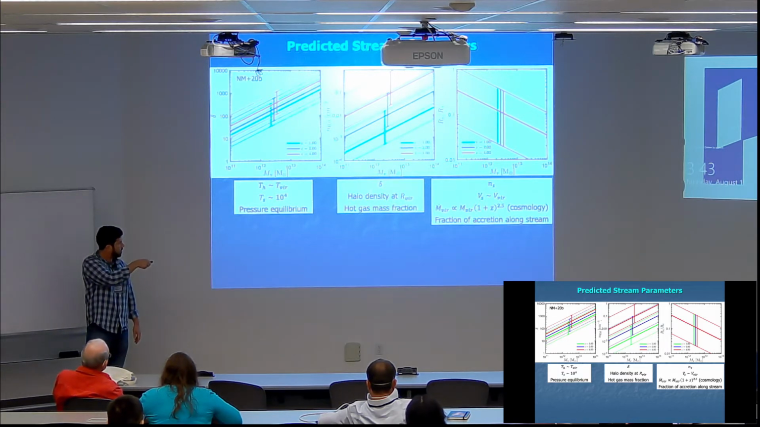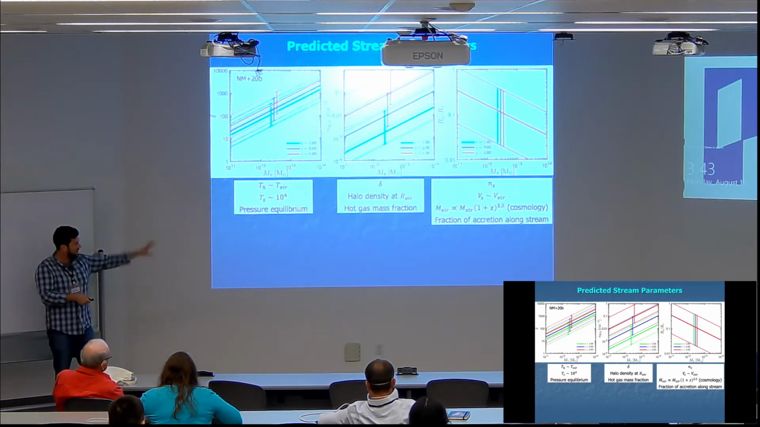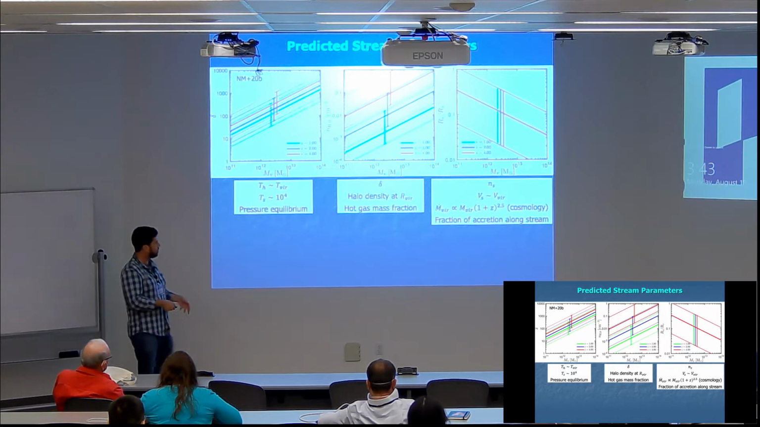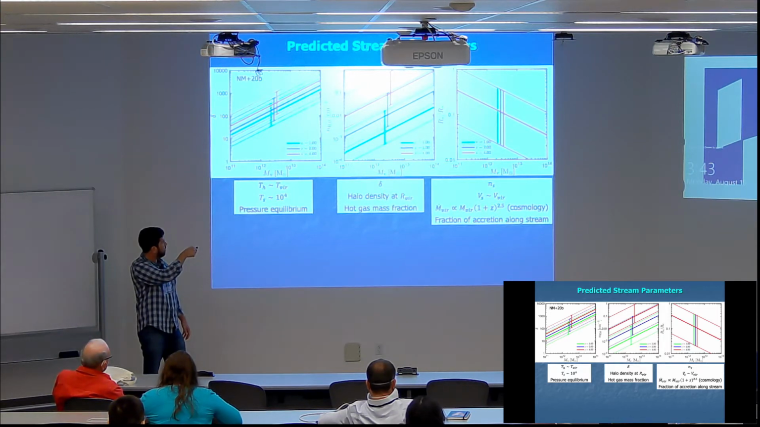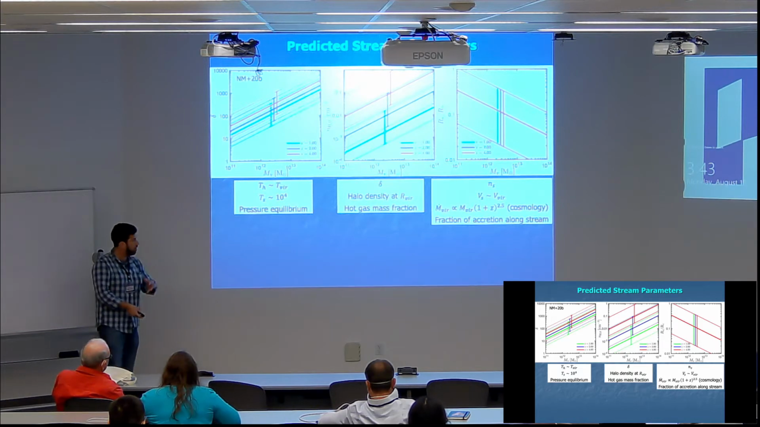If I know the density contrast, and I know the halo density at R_vir, and I know the hot gas mass fraction within R_vir, so this you can kind of extract from cosmological simulations. The hot gas properties are typically pretty well converged. These three together allow you to estimate the actual density in the stream as a function of halo mass and the redshift. This will be important when I start talking about cooling in a few slides.